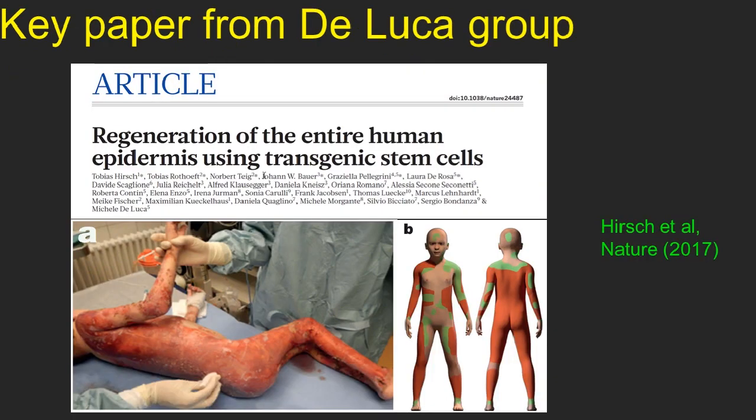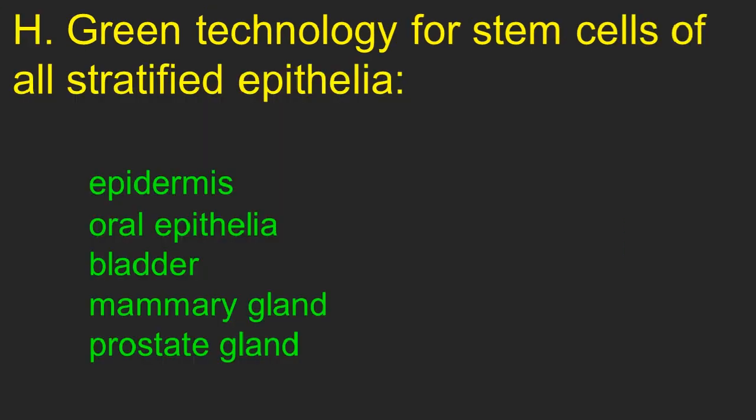And I think people have seen this very recent paper out of Michaela DeLuca's lab where they replaced the entire epidermis of a child with a blistering condition. And this is after repairing the defect that they had. So this is very dramatic stuff, and it's been shown in a wide range of tissues.